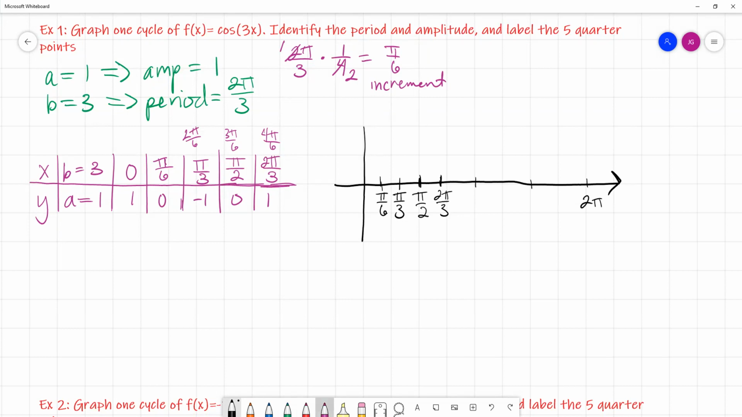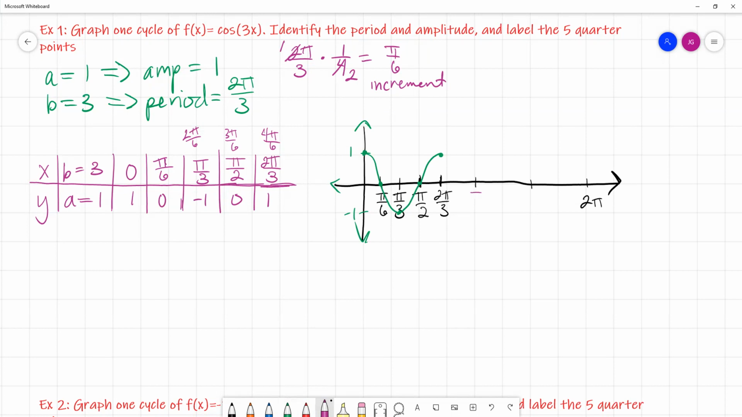Okay, and so now we can graph our ordered pairs. 0, 1. We're going to put 1 and negative 1, forgot to do that. So 0, 1, which is right here. Pi over 6, 0. Pi over 3, negative 1. Pi over 2, 0. And then 2 pi over 3, positive 1. So here's our graph in green. There's our new cosine graph, the one that we're graphing based off of this function we were given. And then our original graph, I'll do that in this little purple color.